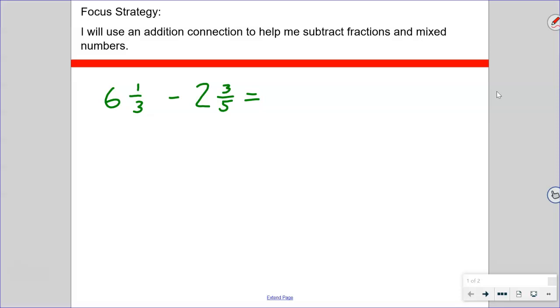I will use an addition connection to help me subtract fractions and mixed numbers. So we have a problem on the board here: 6 and 1/3 minus 2 and 3/5.